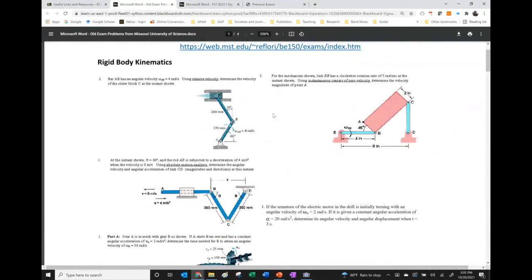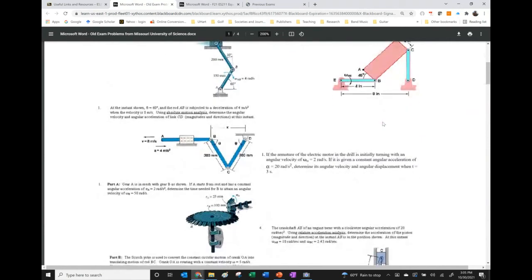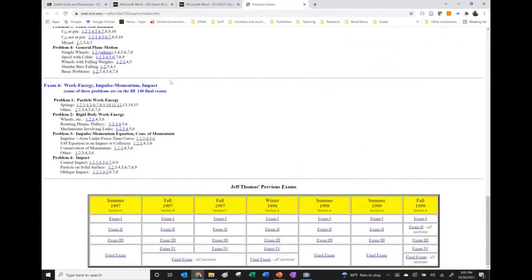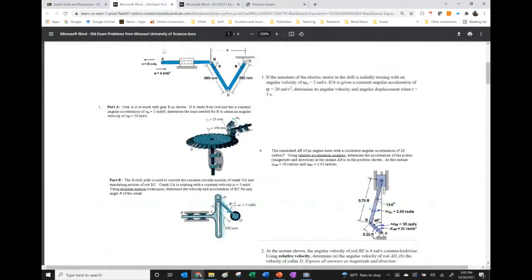I'd like this one. Looks like he might have made it himself. I don't know. But you know, these are also problems to try out. And one thing I would caution though is if you look at his solution to some things, he uses a method that we're not using, especially for acceleration analysis.